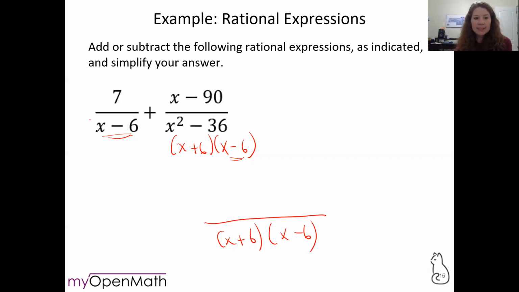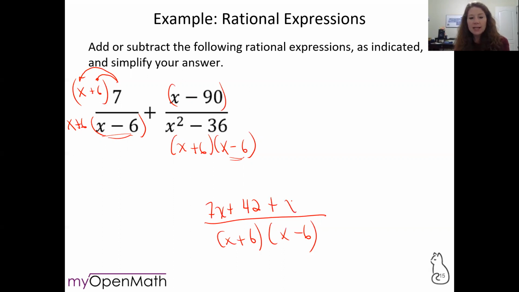Well, the only thing we're missing here is x plus 6. So we're going to multiply the bottom and the top by x plus 6. And then this second term has both, so we don't need to change anything. So here we're going to distribute the 7 times x and 7 times 6. So we have 7x plus 42. This one doesn't need to be multiplied by anything, plus x minus 90.